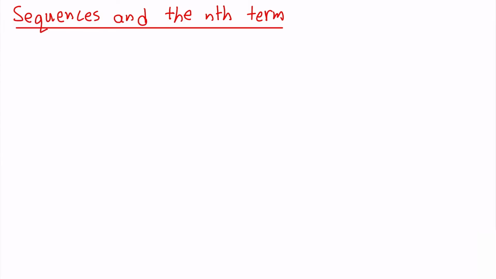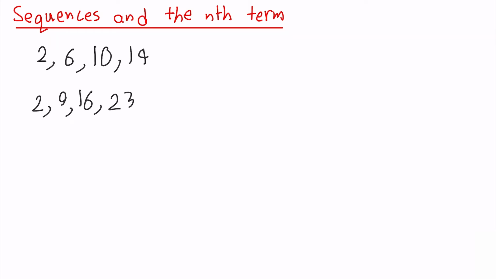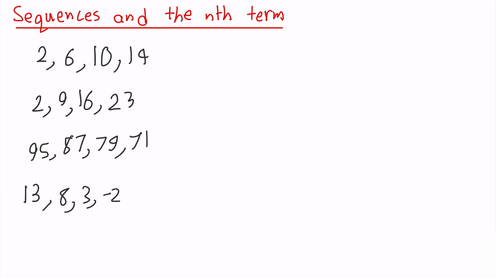Let me give you some examples for you to do. First, 2, 6, 10, 14. Second, 2, 9, 16, 23. Third, 95, 87, 79, 71. And lastly, 13, 8, 3 and negative 2.